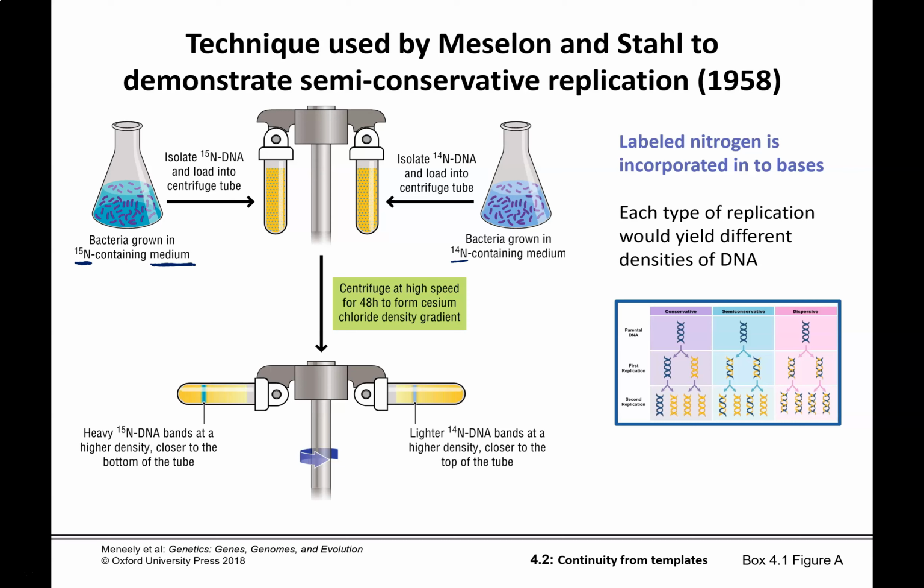So when you spin the N15, you have a heavier molecule that moves down towards the bottom. And when you spin the N14, you have a lighter molecule that stays at the top. And so for this experiment, they started their bacteria in N15 solution until all of them had N15 DNA. And then they changed them to the N14. So the bacteria would incorporate N14 into any new DNA that was made.